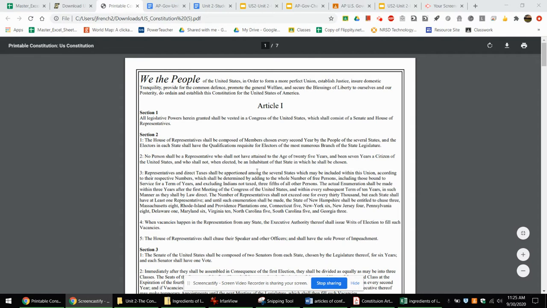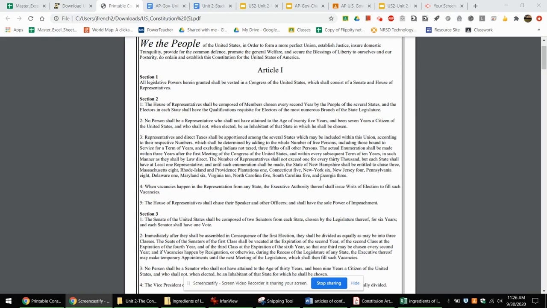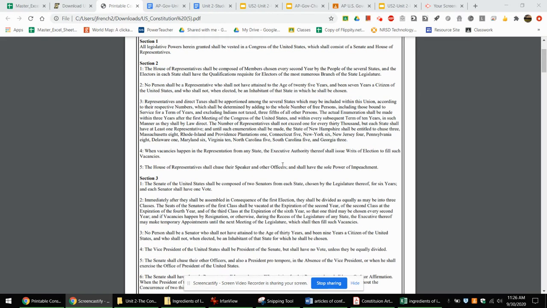Section 2 is all about the House of Representatives, how it's different than the Senate, right? You only have to be 25 to be in the House of Representatives. You only have had to have been a citizen of the United States for 7 years. So, again, it creates the qualifications to be a member of the House of Representatives. You have to live in the state where you represent. It talks about how if someone from the House of Representatives retires or passes away, it's up to the governor of the state to appoint a new member of the House of Representatives.